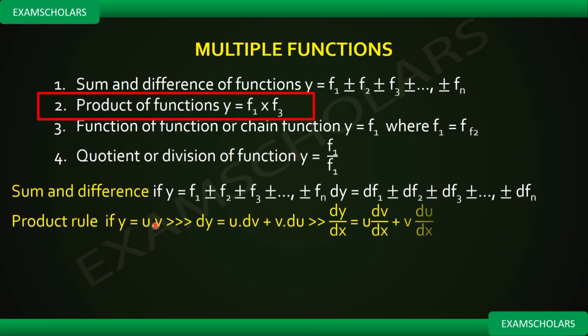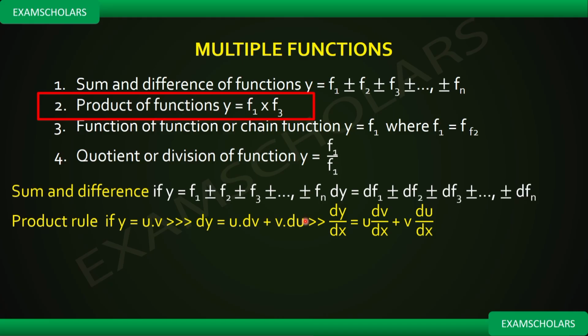How do you solve it? It's very simple. Now to differentiate y, your answer will be, master this: u dv plus v du. It means that you write the first one multiplied by the differentiation of the second one, plus you write the second one multiplied by the differentiation of the first one. Let me come again. You write the first one multiplied by the differentiation of the second one plus you write the second one multiplied by the differentiation of the first one.